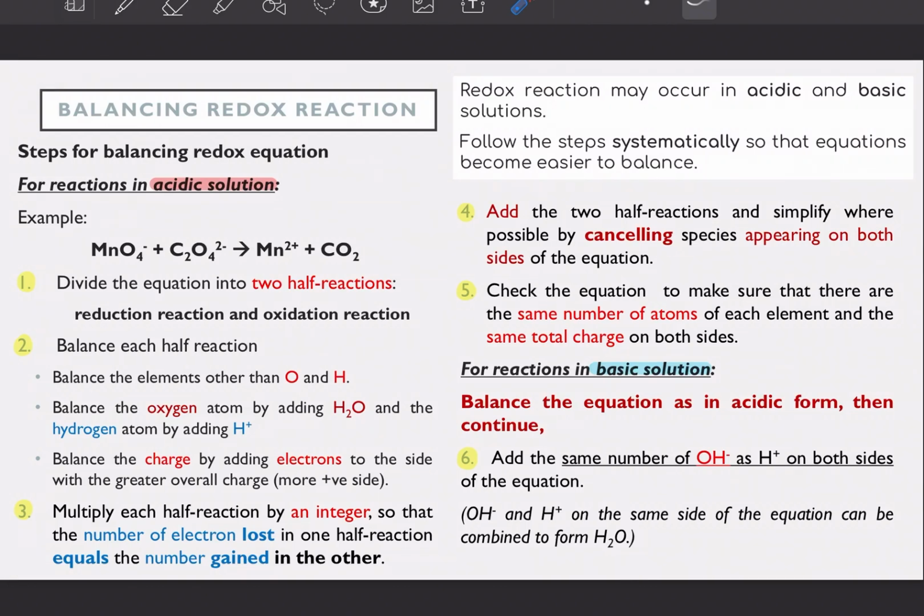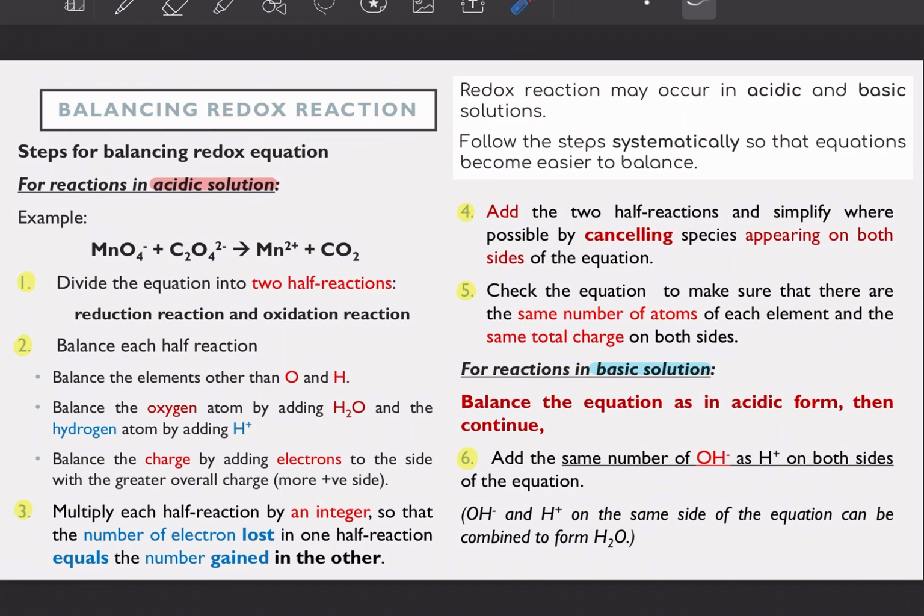Alright guys, so welcome to part 2. So just now we learned how to assign oxidation numbers. So now we can continue to learn how to actually use the ion electron method. The ion electron method we will use when we are balancing our redox reaction.